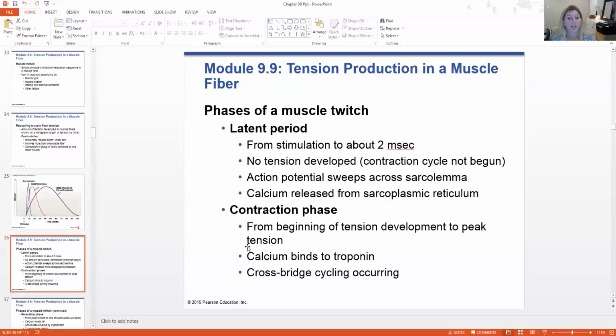Then you have the contraction phase. This is from the beginning of tension development. So after calcium was released at the end of that latent period, now our cross bridges are starting to form and that twitch is occurring.